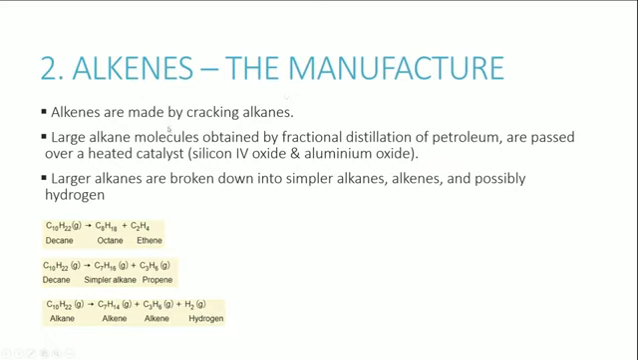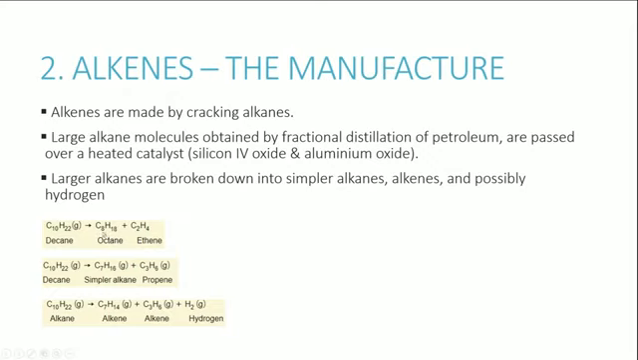So alkenes are made by cracking alkanes. The large alkane molecules obtained by fractional distillation of petroleum are actually passed over heated catalysts such as silicon oxide or aluminium oxide, and these larger alkanes are broken down into simpler alkanes, alkenes, and maybe even hydrogen. So there's various things that could happen, but the first scenario is that the alkane breaks apart into an alkane and an alkene, right? And so in this example here, decane, which has 10 carbons and 22 hydrogens, breaks apart into octane and ethene.